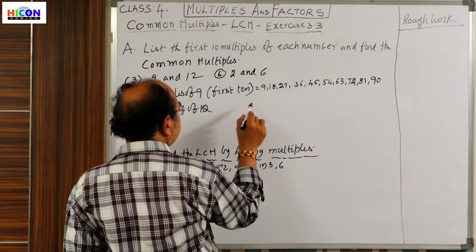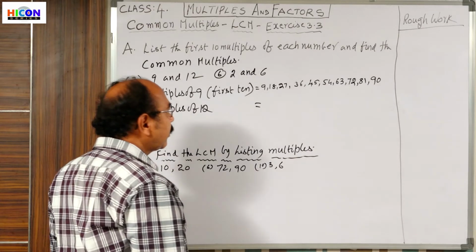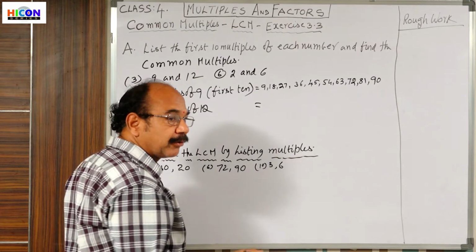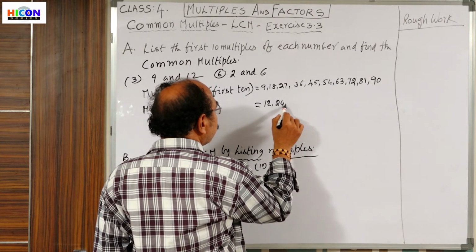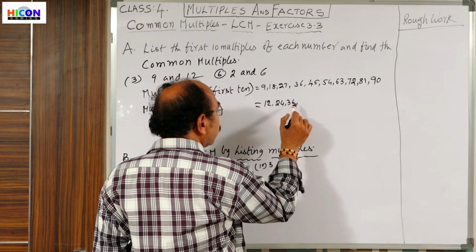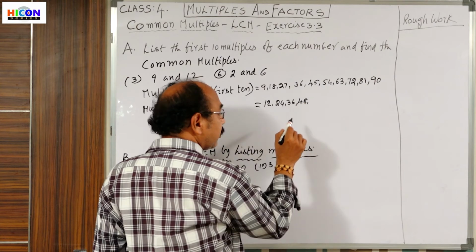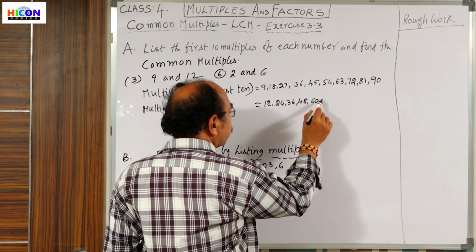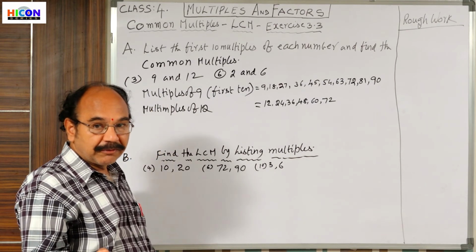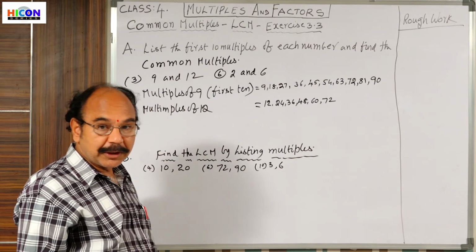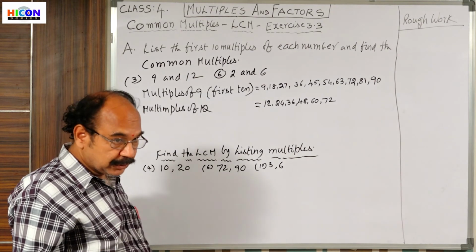Okay, what are the multiples of 12 here? Read the 12 table and write. 12 ones are 12. 12 twos are 24. 12 threes are 36. 12 fours are 48. 12 fives are 60. 12 sixes are 72. You know that 12 table anyway, because you are thorough with the tables.